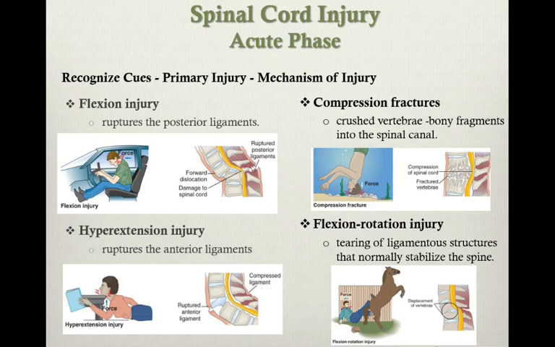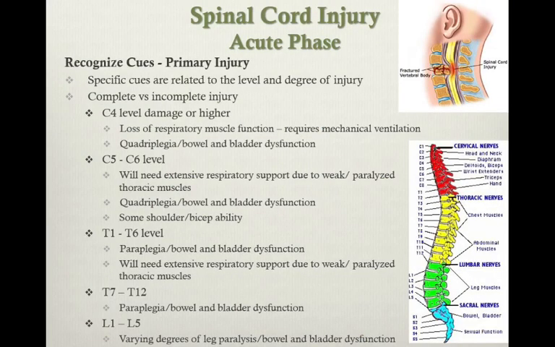A hyperextension injury, the head is pushed back with damage. Compression fractures, the actual vertebrae shatter, and bony fragments can get into the spinal column. And flexion rotation injuries actually twist or rotate the ligaments on both sides. So the specific cues, though, that you are going to see are going to be related to the level and degree of injury. So I wanted to point out your little map over there on the side.